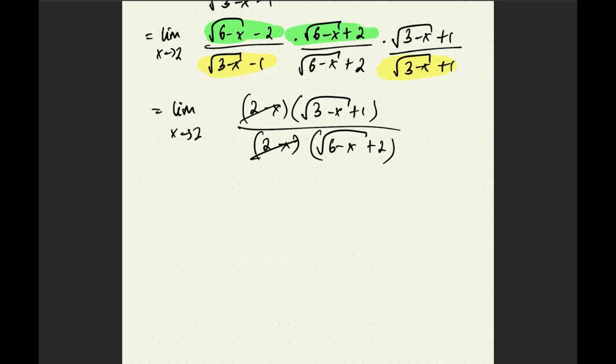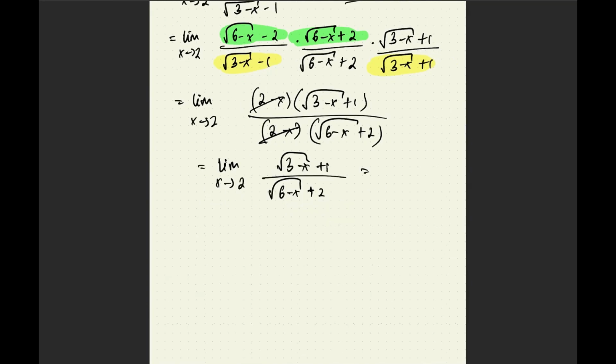So 2 minus x and 2 minus x cancels out, and you're left with the limit as x approaches 2 of root of 3 minus x plus 1 divided by root of 6 minus x plus 2. Let's try plugging in. So this is going to be root of 1 plus 1 over root of 4 plus 2. So this is just 2 over 4, that is a half. Therefore, just like that, the limit becomes 1 over 2.